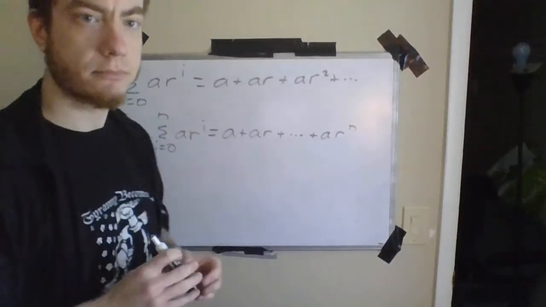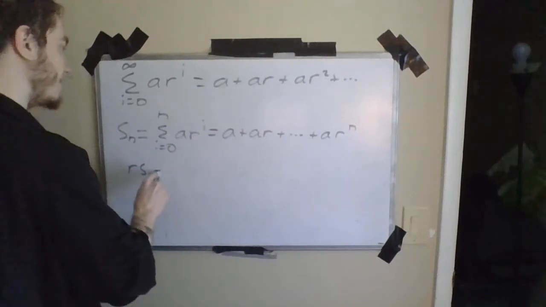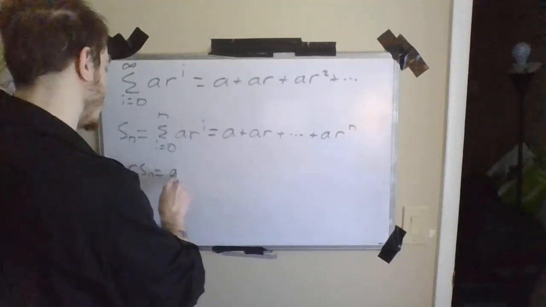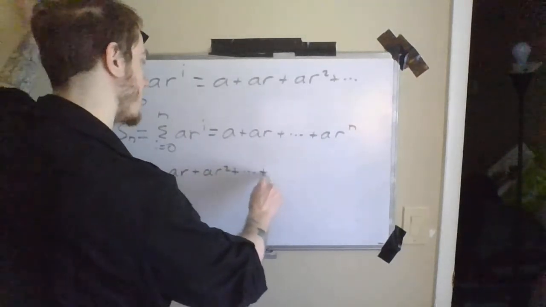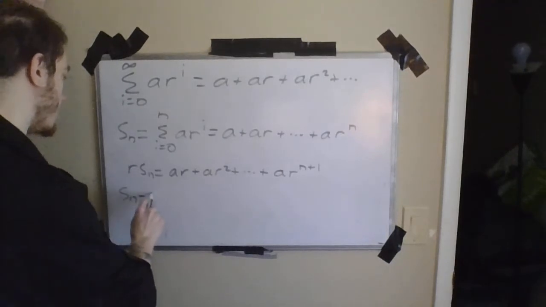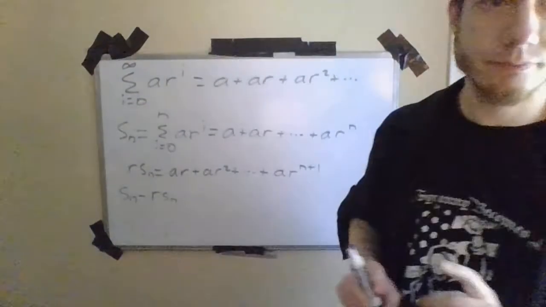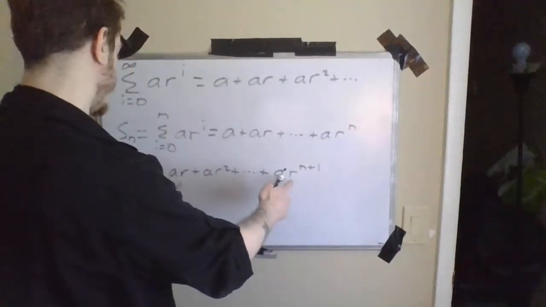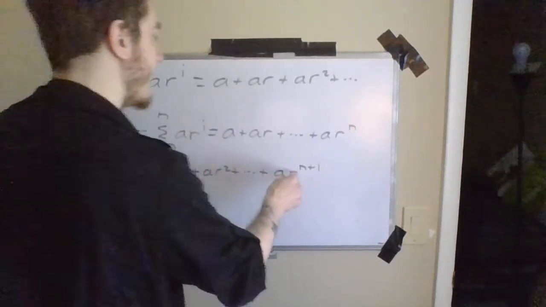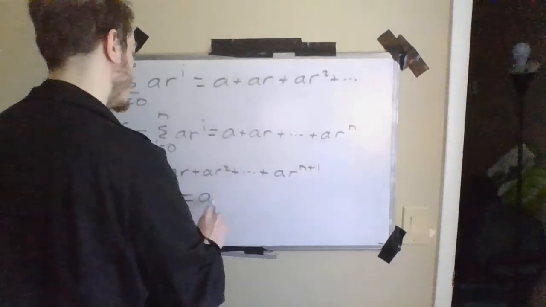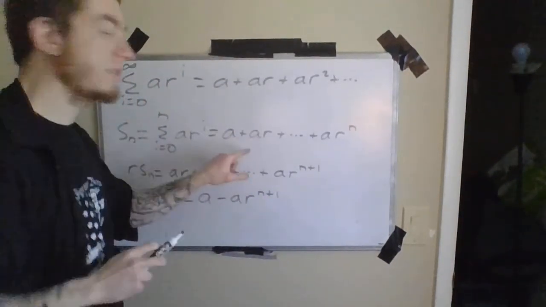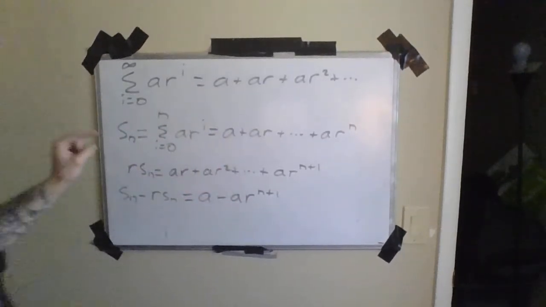We can notice that R times Sn would be equal to, well, actually, let me write it this way, AR plus AR squared plus all the way out to AR to the N plus 1. So if I were to write Sn minus R times Sn, then when you compare these two, every single term in the first list shows up in the second list, except this first term and this last term in the second list. So this actually becomes A minus A times R to the N plus 1, because everything else is going to cancel. Make sure that you take a moment to see why that cancels like this.